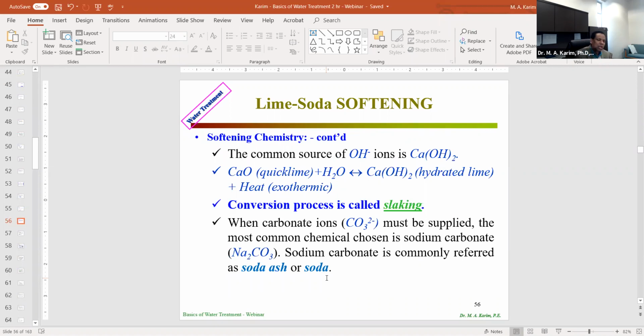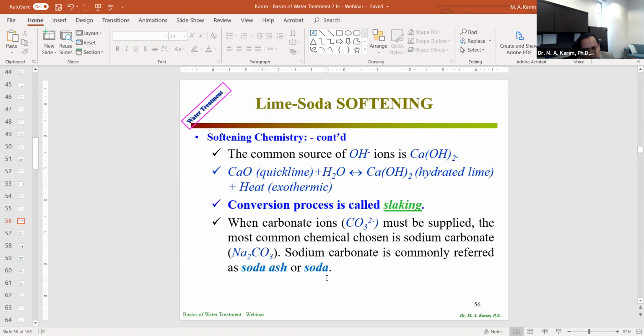If we have calcium oxide, we can add some water to it and it becomes a slurry, and this becomes calcium hydroxide. Calcium oxide is called quicklime. We add water, it becomes hydrated lime, and the reaction is exothermic. The conversion process from calcium oxide to calcium hydroxide is called slaking, adding some water, right?